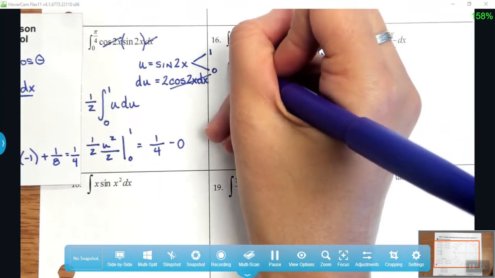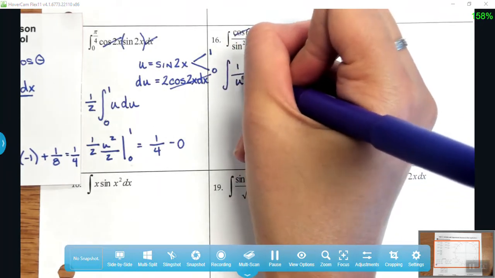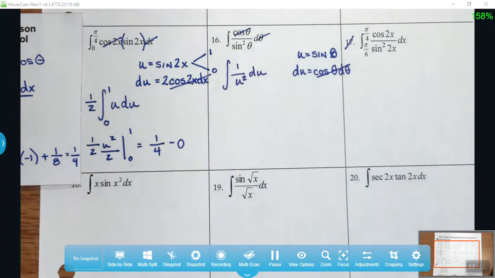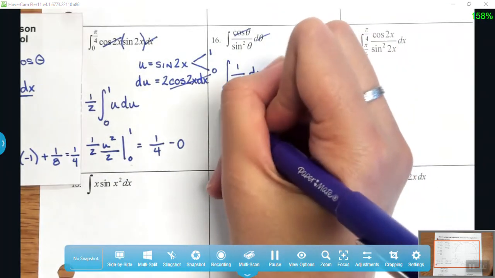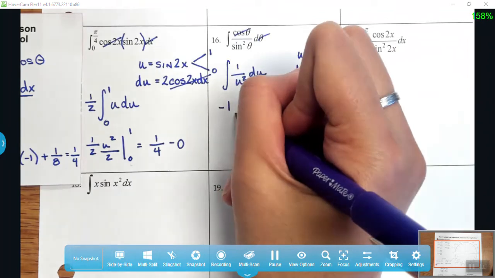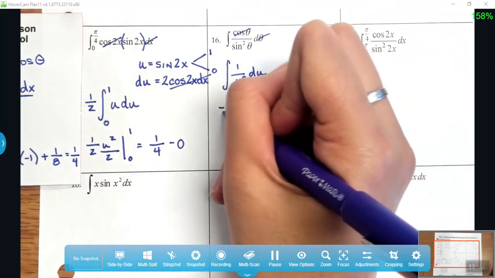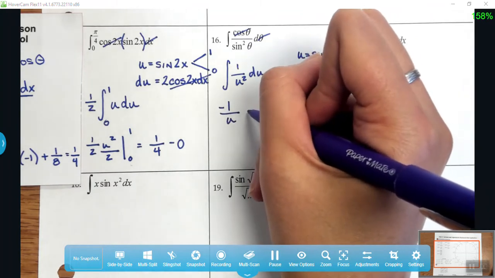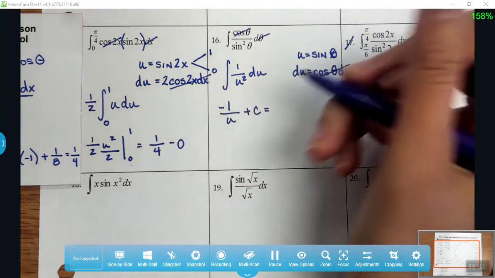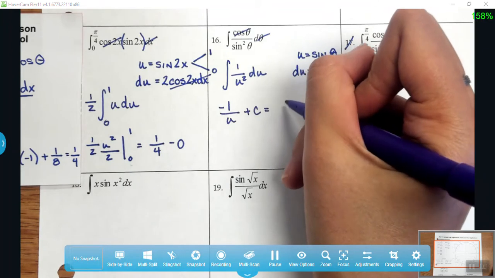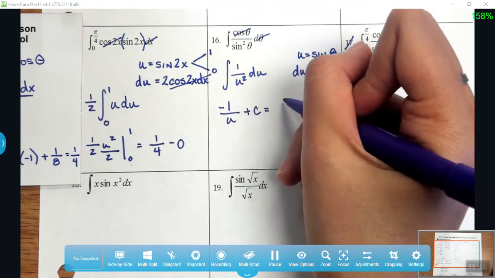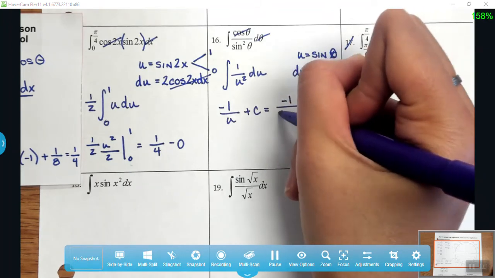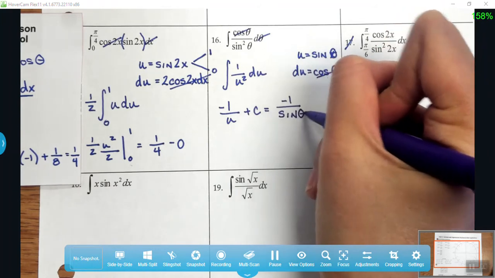So really I just have integral of 1 over u squared du. And what's the integral of 1 over u squared? Negative u to the negative 1, or negative 1 over u. And then we go back to theta. So negative 1 over sine theta plus c.